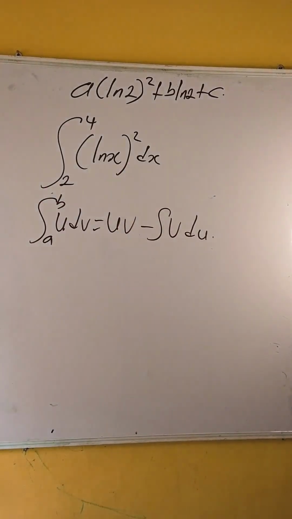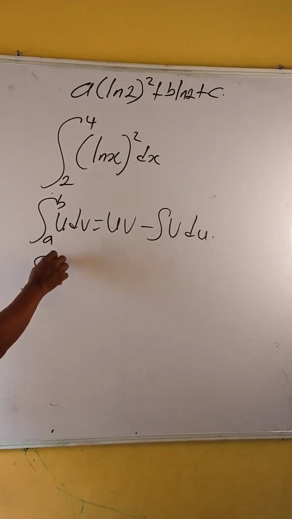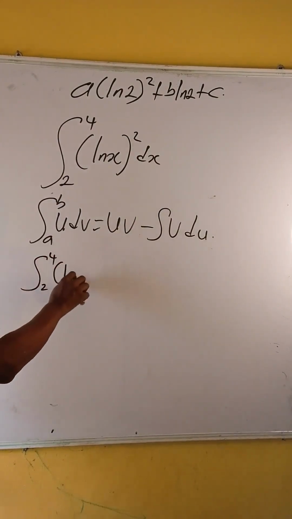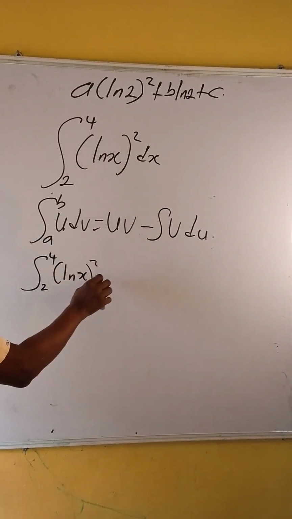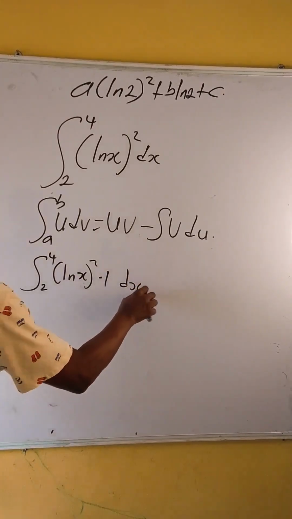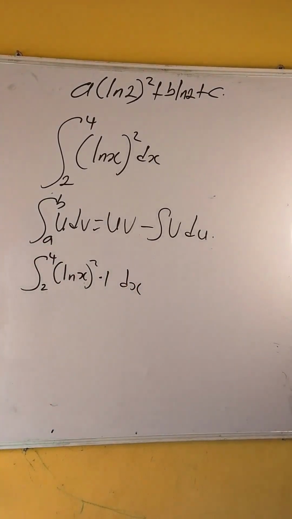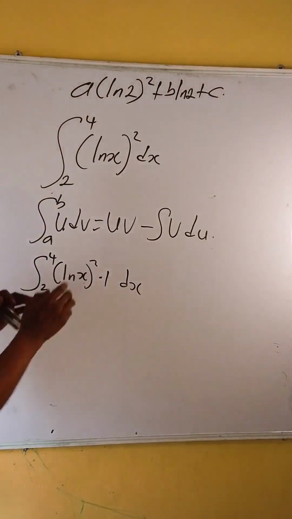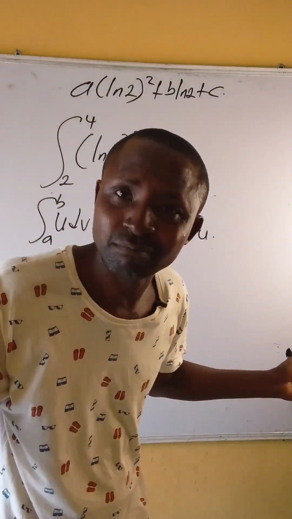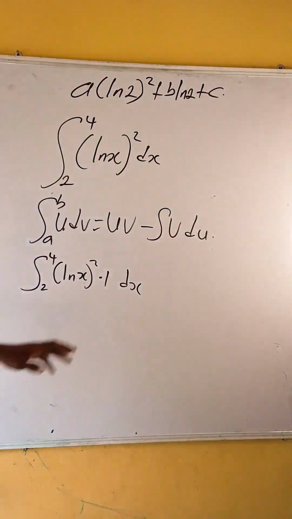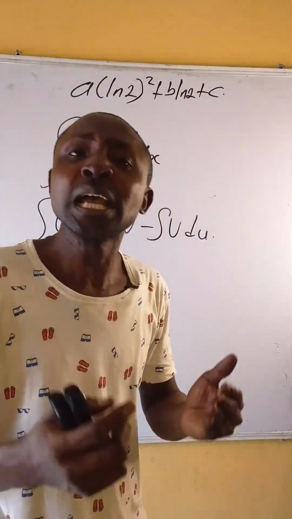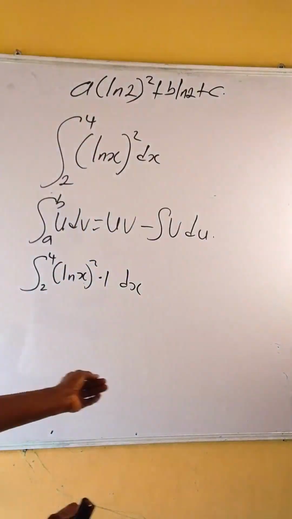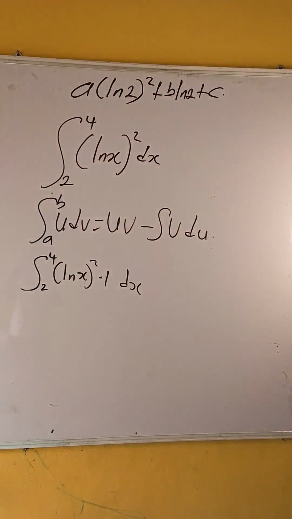We are going to rewrite this now as the integral from 4 to 2 of (ln x) squared, then put a dot 1, then dx. Dot 1 means you are multiplying by 1. If you multiply (ln x) squared times 1, it does not change anything. It's still the same thing. So why do I have to put 1? It is to enable me to use integration by parts. Substitution will not give you what is needed. I hope you are following me.